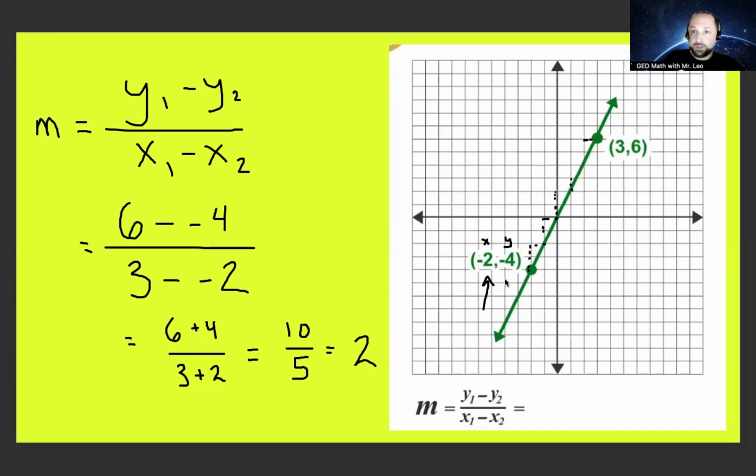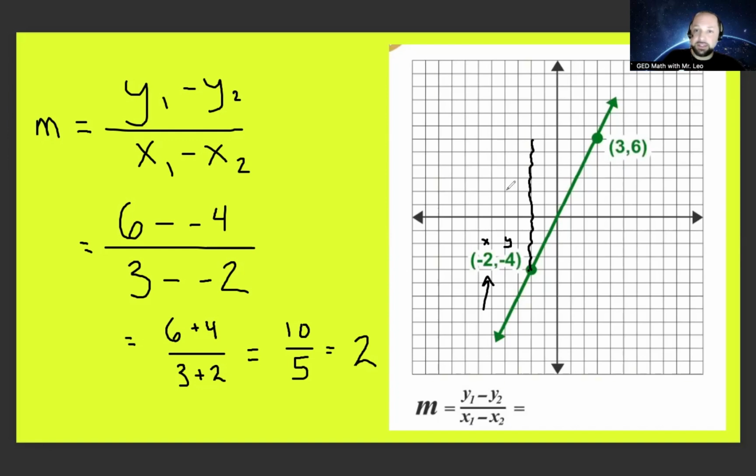Or, how about this? Let's do rise over run method for the entire line. To get from this point to that point, it would go up 1, 2, 3, 4, 5, 6, 7, 8, 9, 10. Be careful with that. Don't count when you start. Count as you move.